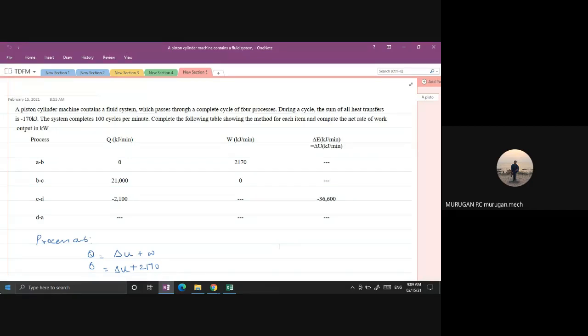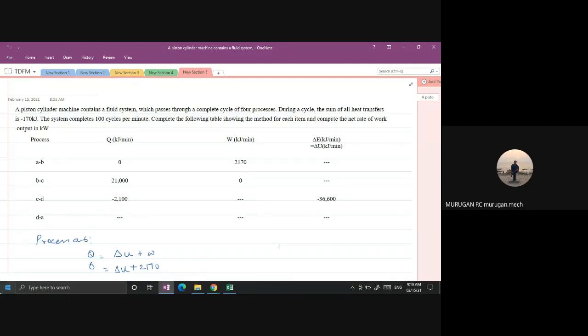Have you all completed? This is one of the important problems that you can expect in the end semester examination. A piston cylinder machine contains a fluid system, which passes through a complete cycle of 4 processes. During a cycle, the sum of all heat transfers is minus 170 kilojoule.